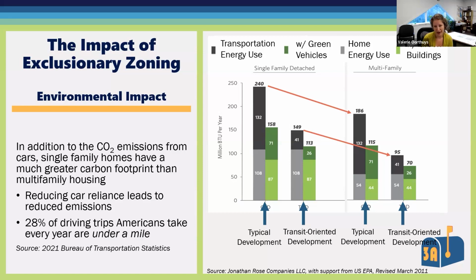This chart on the right is a bit complicated, I admit. Essentially, on the left we're looking at single family homes, and on the right, multifamily homes. What we're seeing is that even if it's a typical subdivision development or transit-oriented development, which means that housing is located near transit opportunities or goods and services, there still is a much less environmental impact if you're living in a multifamily home.